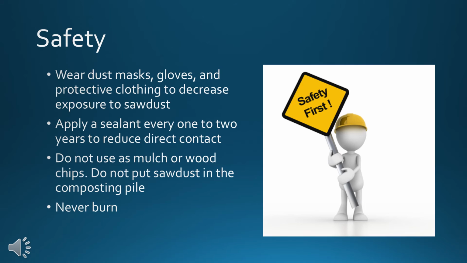When working with CCA treated wood, it is advisable to wear dust masks, gloves, and protective clothing to decrease exposure to sawdust. One should apply sealant every 1 or 2 years to CCA treated wood structures to reduce direct contact with the wood preservative. Furthermore, do not use CCA treated wood as mulch or wood chips, and do not put sawdust into composting piles. Lastly, never burn CCA treated wood.